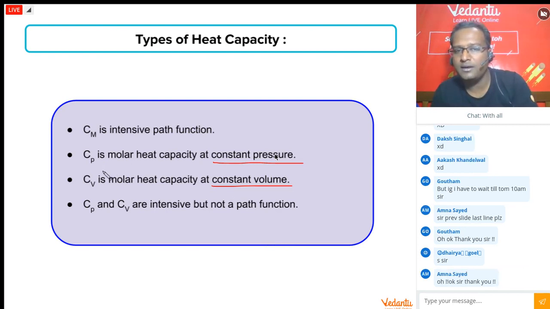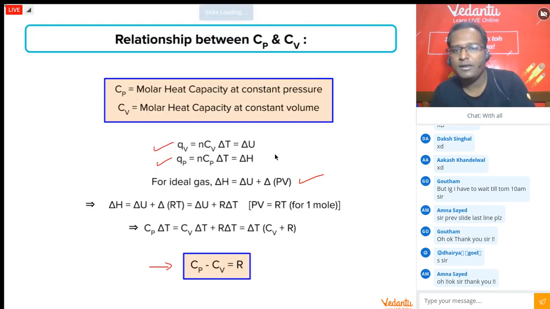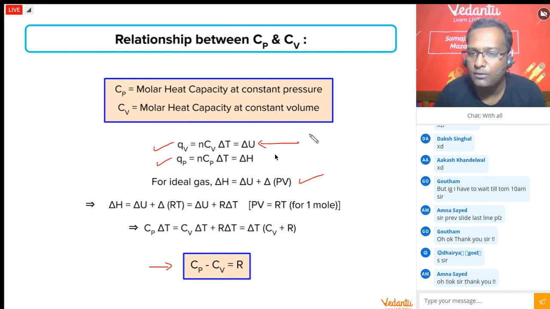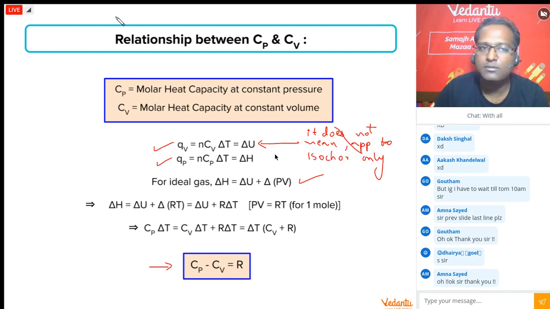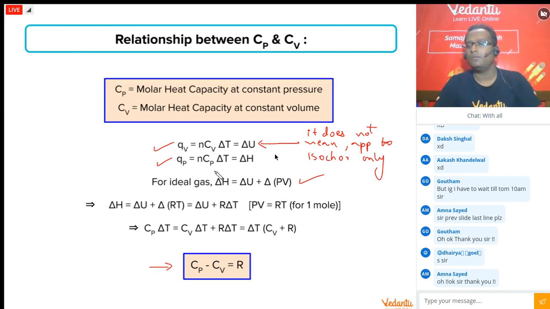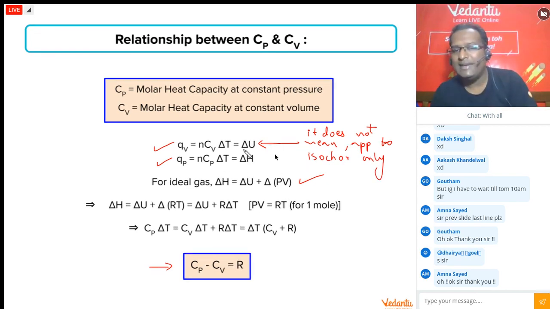Sir, sir, does it mean that this formula is valid only for isochoric process? No. Let me write it here very clearly. It does not mean applicable to isochoric only. No, this is not true. Why is it not true? Delta U ka this is now universal formula. Delta H ka this is now universal formula.